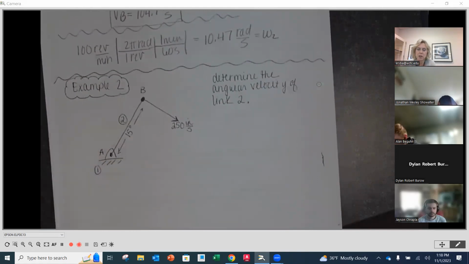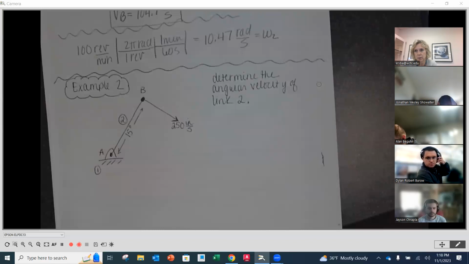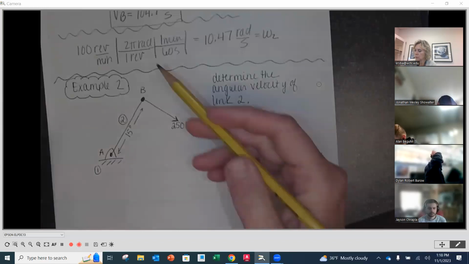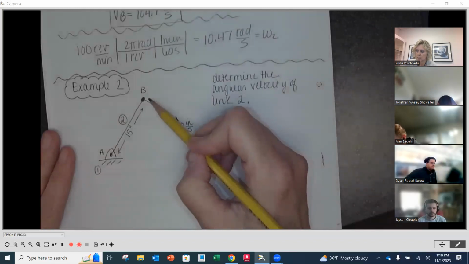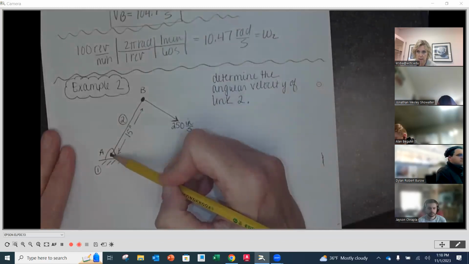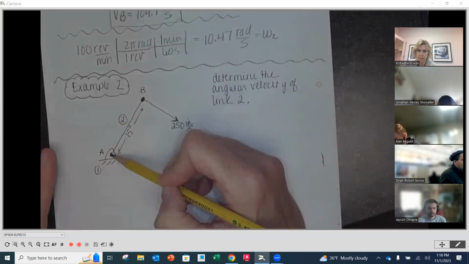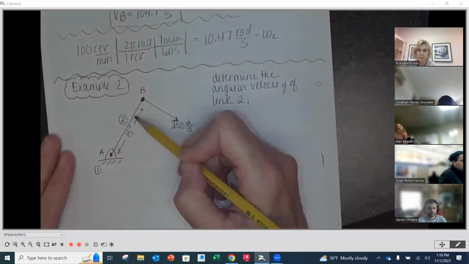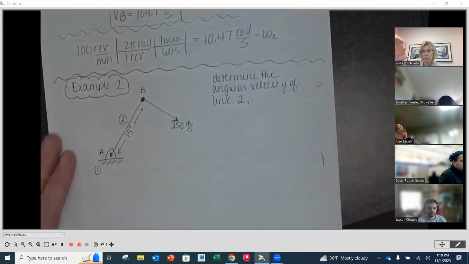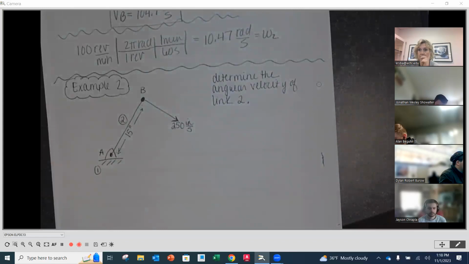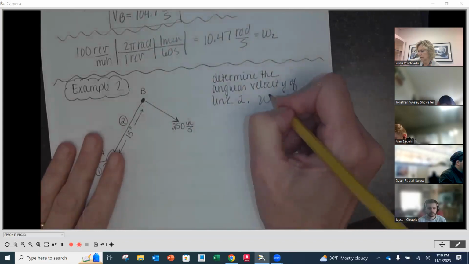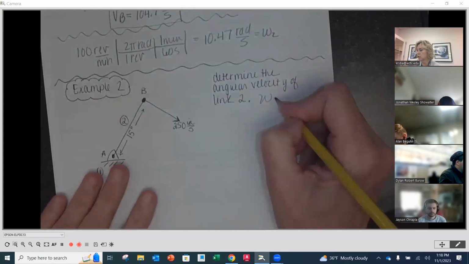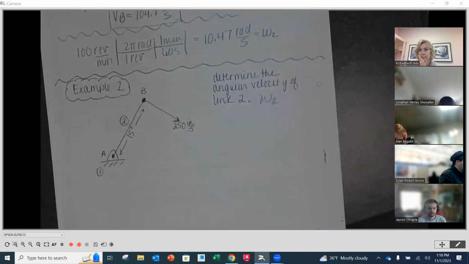This one, we want to determine the angular velocity of link number 2. So here's link number 2. It is going to rotate about the fixed center A, which is on the frame. It's 15 inches from A to B here. So B is the outer edge here. And we want to know what's going to happen to link number 2, angular velocity. Angular velocity is W, right? So it's W2. We want to place it on our diagram. We want to show it and we want to label it.